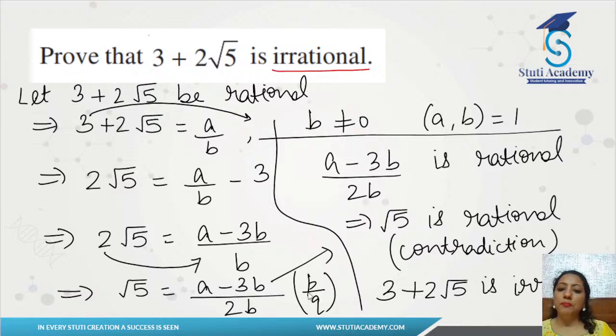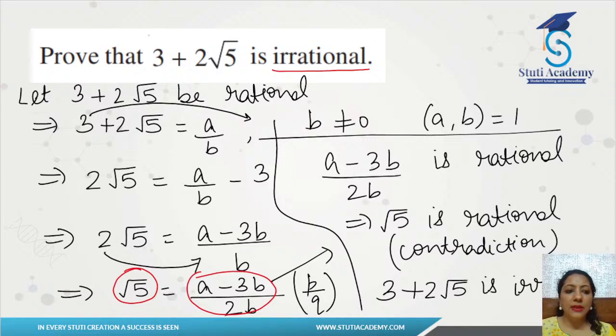This is of the form of p by q. So we can say a minus 3b upon 2b is a rational number. Now, if this is a rational number, we can say root 5 is also a rational number since they are equal. So we have root 5 is a rational number. That's a contradiction. It's a contradiction because we know square root of all the prime numbers are irrationals. Finally, we can say that our assumption 3 plus 2 root 5 is a rational number was wrong. So we can conclude 3 plus 2 root 5 is irrational.